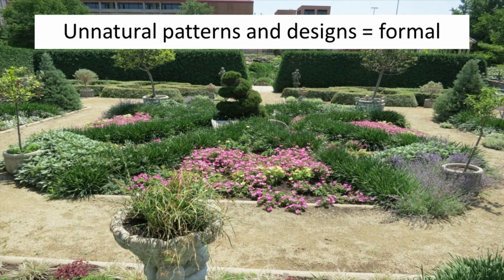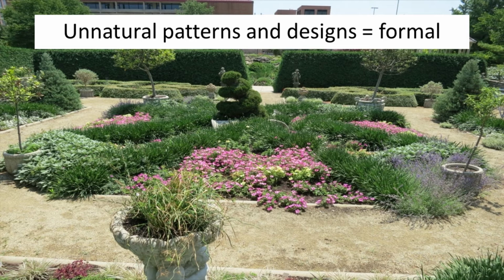We've also got a design or a pattern planted here in this garden. So it's a kind of a knot garden sort of a thing. It doesn't matter which plants are used to create that design, but the fact that that design, that kind of cross design in this case, is there makes it a formal element.